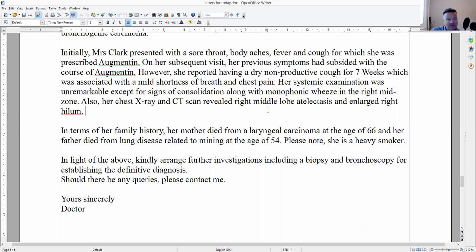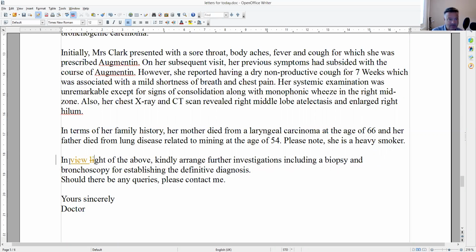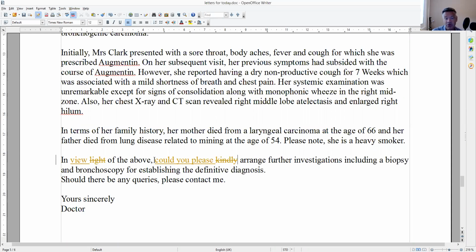Please note she's a heavy smoker. In light of the above, well, we usually say in view of the above, we don't usually say in light of the above. Terms of allocation. Kindly arrange for, in light of the above, I would like you, could you please make it polite? Could you please, could you kindly? There's no need for this kindly, what, as opposed to what? Unkindly? He's going to unkindly arrange. So just, you know, could you please arrange further investigations, including a biopsy, for establishing a definitive diagnosis?